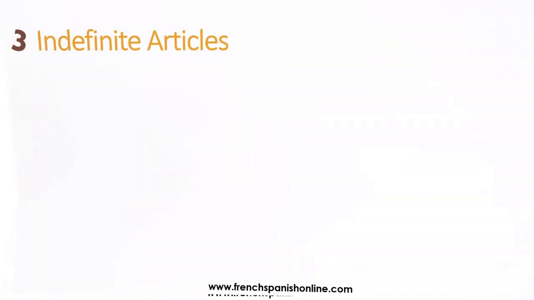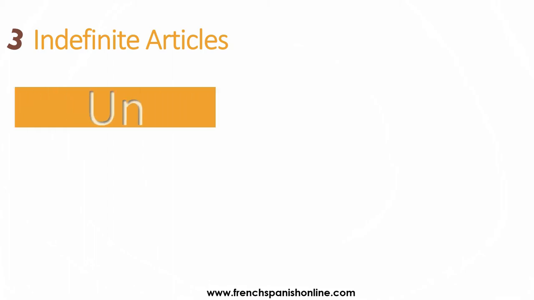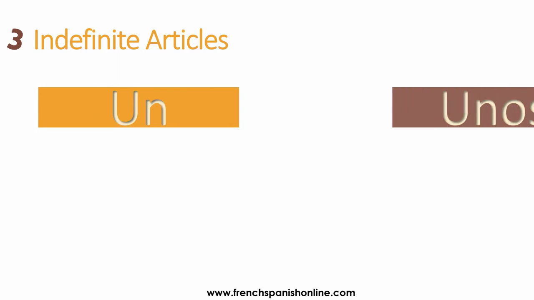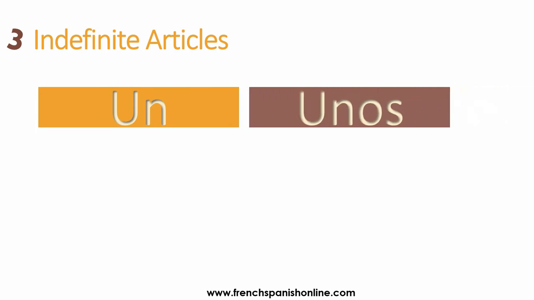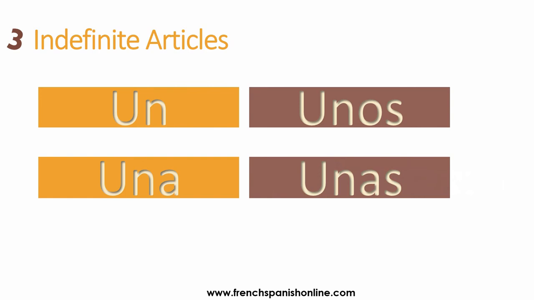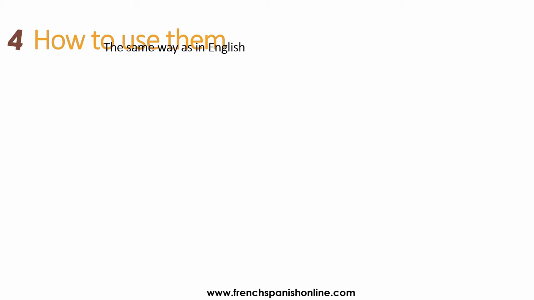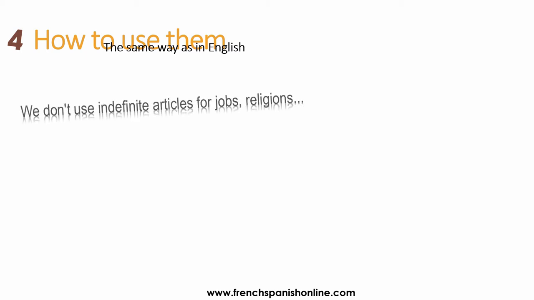Okay? So let's now resume what we've just said about our four indefinite articles in Spanish. We've got un, unos, for masculine words, una, unas, for feminine words, with the exception we've just seen before. So let's see now how to use them. Well, usually it's actually like in English, so not very difficult. We've got some exceptions and we are going to see this.